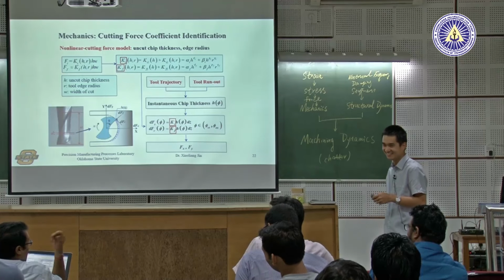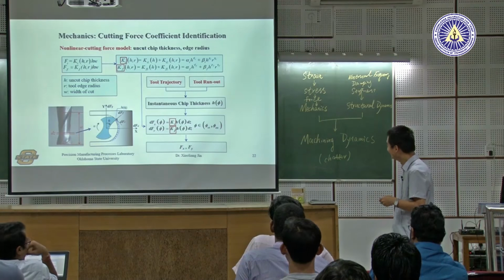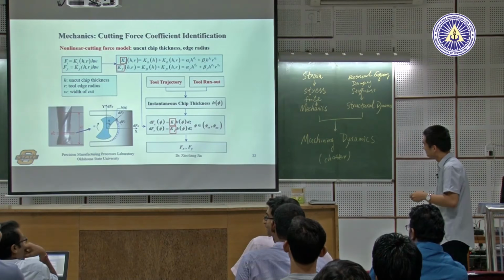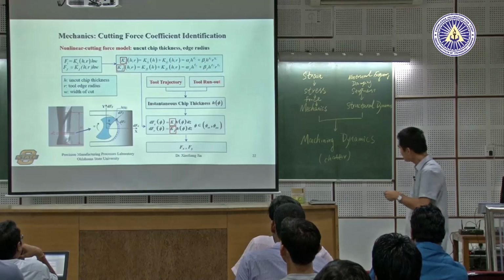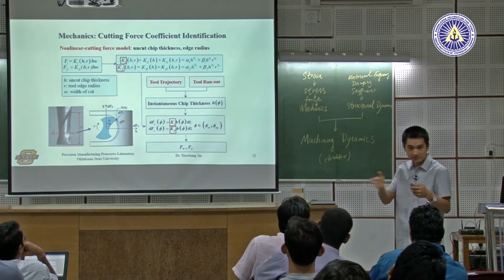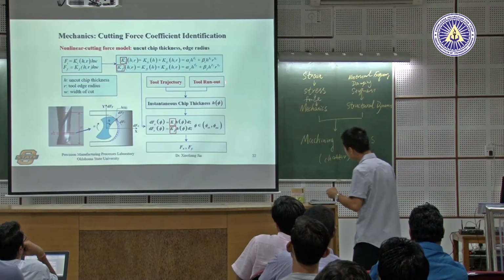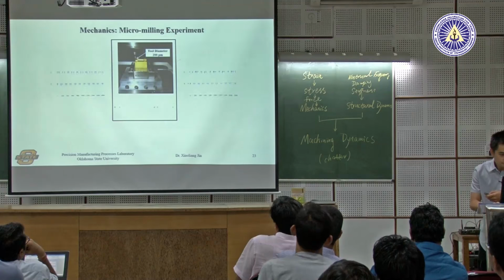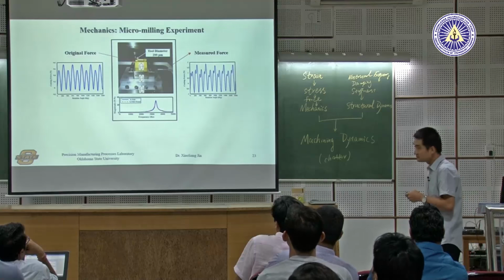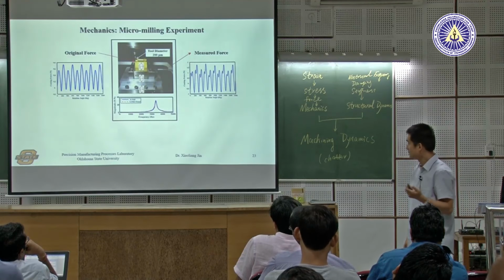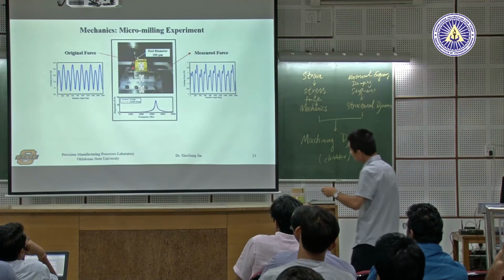Bigger than the tool diameter. Okay, so basically this effective tool runout on the cutting mechanics is already well described. So now we just include this tool runout to try to predict the cutting force. However, the measurement is also a problem in micro machining, because why?